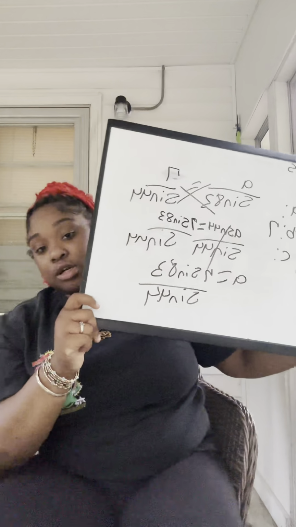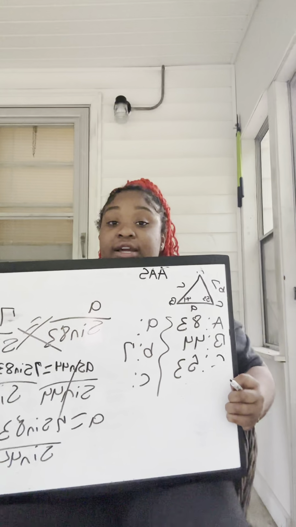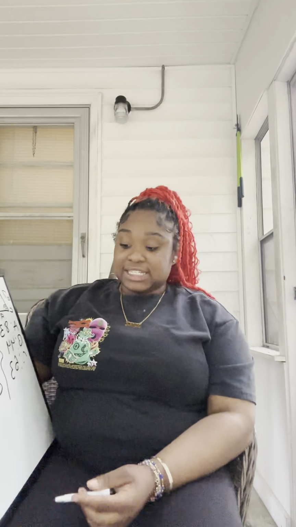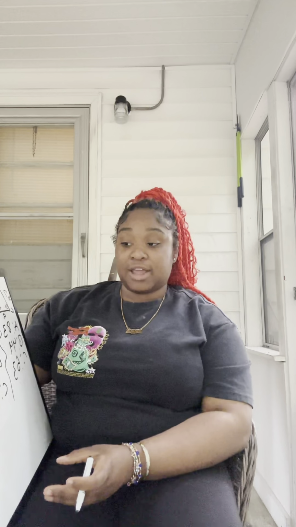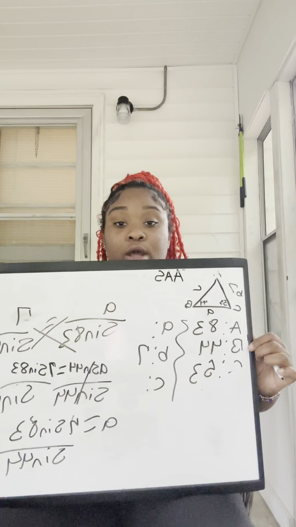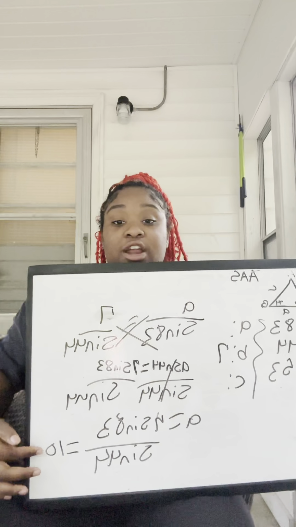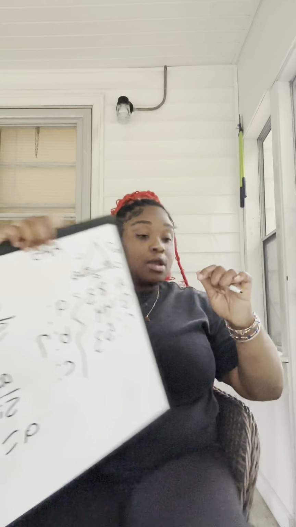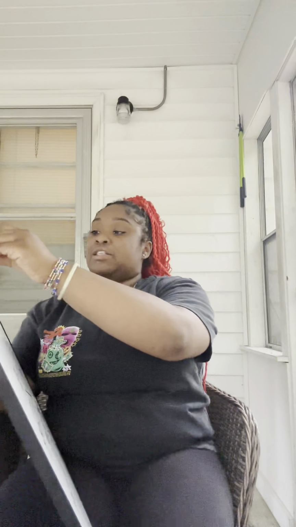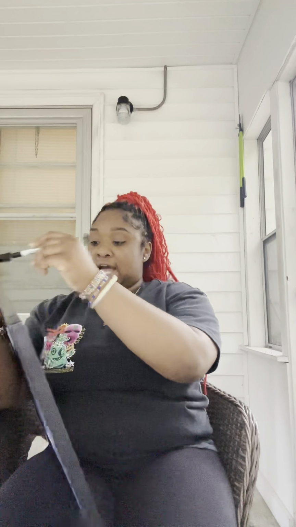This is how it should look. And no, we are not done. This is not your answer. So now you're going to put this in a calculator. Once you put it in the calculator, you're going to get your side A. So let's go ahead and do this. When you put this in your calculator, you should get 10 for side A. Alright? Now that's all you have to do to find your sides.